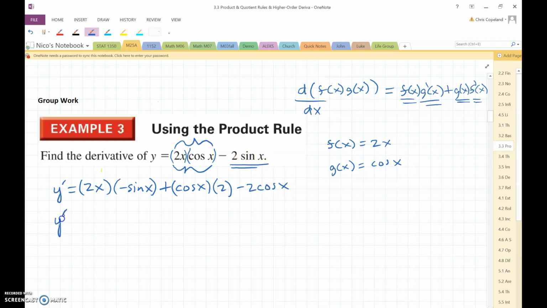So now let's see if I can clean this up a little bit. Let's multiply here. This would be negative 2x sine x plus 2 cosine x minus 2 cosine x. Here you can see that 2 cosine x minus 2 cosine x, those cancel out, so you'll have y prime equals negative 2x sine x.